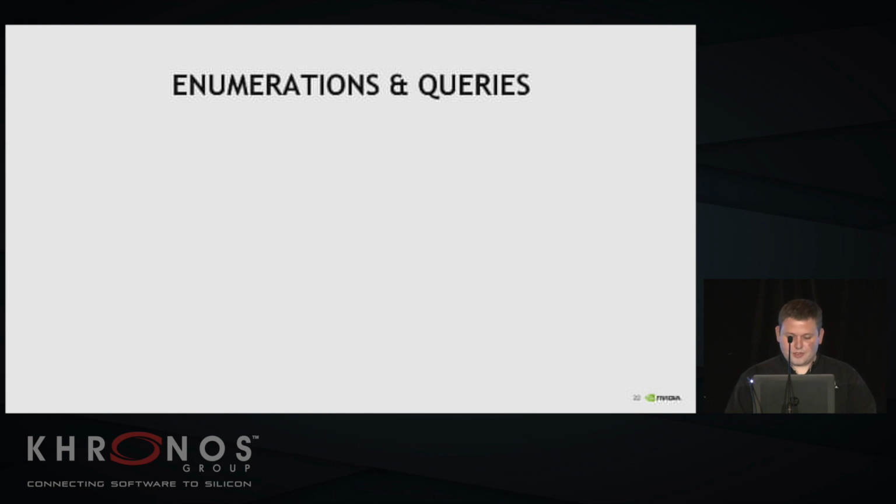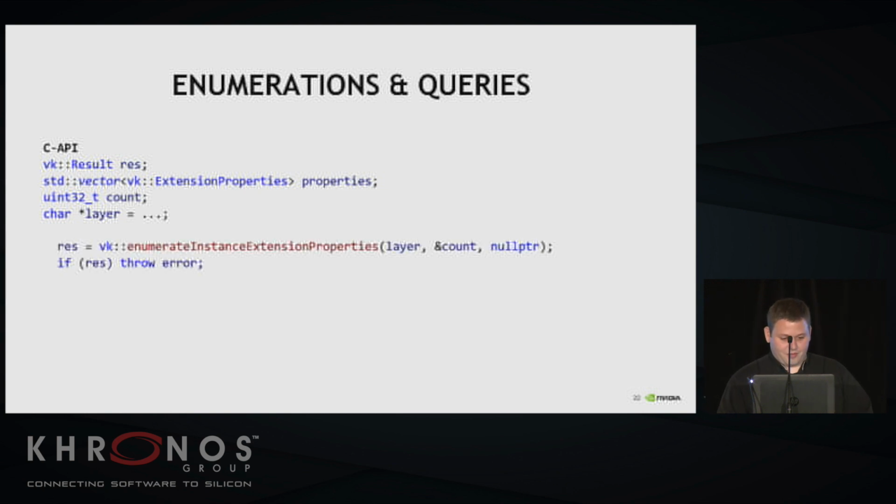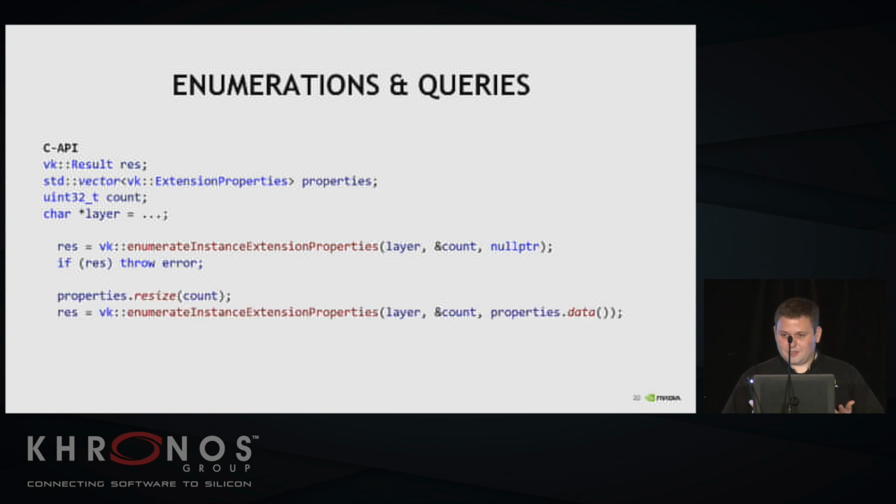Another thing which is not nice, but in the Vulkan C API, enumeration and queries. Looking at a code example in the C API, you have to define a few variables, and at least for C++ programs I've seen, all of them used an std vector to store the properties. And then you have to query how many elements Vulkan is going to give me back, so how much space do I have to allocate.